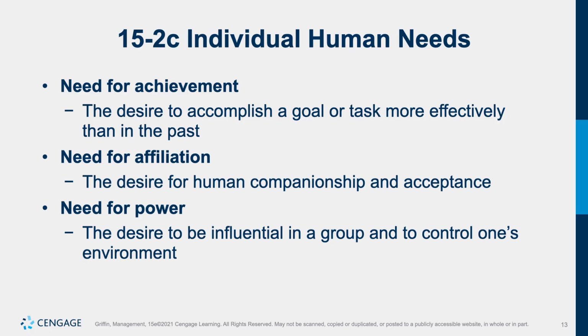Individual human needs. Now, McClelland's human needs theory plays a role in motivation as well, and we find out that the need for achievement, need for affiliation, and need for power have been the focus of research. Now, need for achievement is the desire to accomplish a goal or task more effectively than in the past. The need for affiliation is the desire for human companionship and acceptance, and the need for power is the desire to be influential in a group and to control one's environment.